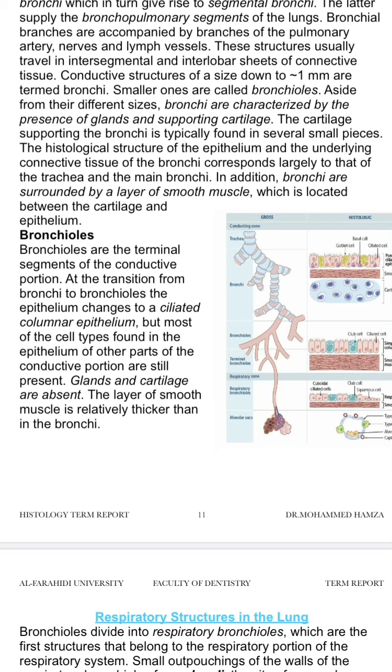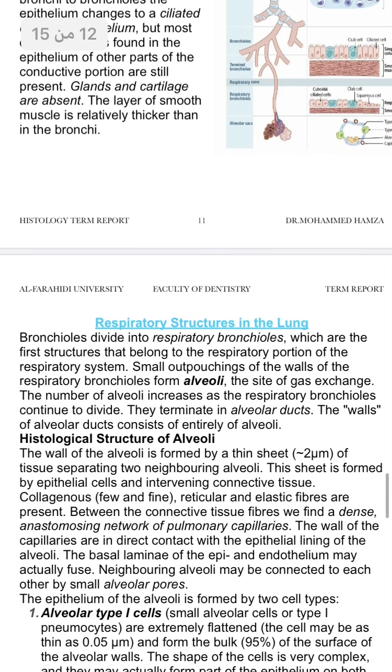At the transition from the bronchi to the bronchioles, the epithelium changes to a ciliated columnar epithelium, but most of the cell types found in the epithelium of other parts of the conductive portion are still present. Glands and cartilage are absent, and the layer of smooth muscle is relatively thicker than in the bronchi.